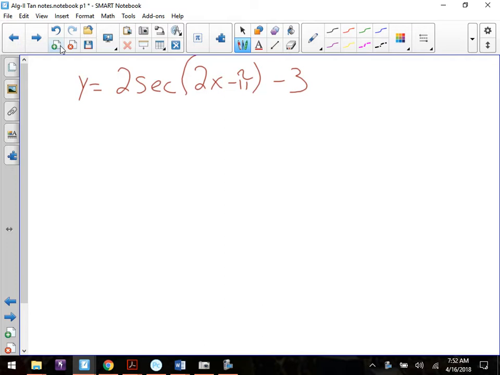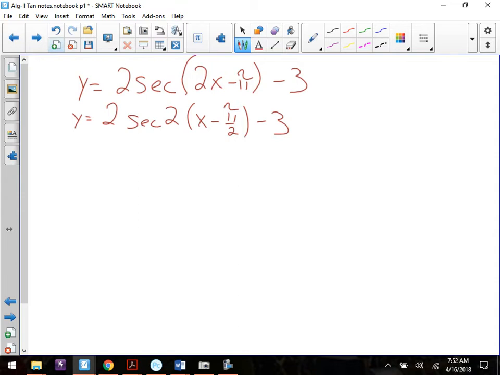Cosine. Good. So in order for us to start this, what we're going to do is label A, B, H, and K just like we would normally. In this problem, where is the B located though? So what should we do? Take it out right away, and then that way you get a clean equation. So we'll have 2 secant 2 parentheses x minus pi over 2 minus 3.